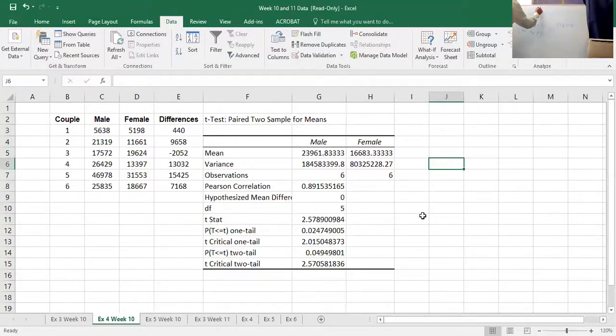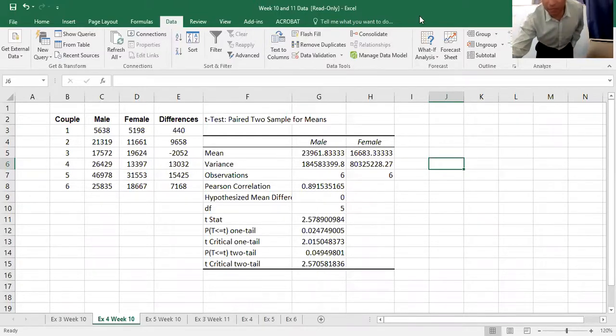So what is the p-value? I'm writing on the top. P-value is coming 0.049, isn't it? 0.049, right. And what is the alpha value? Alpha value is given 0.050. See, almost equal, but still.